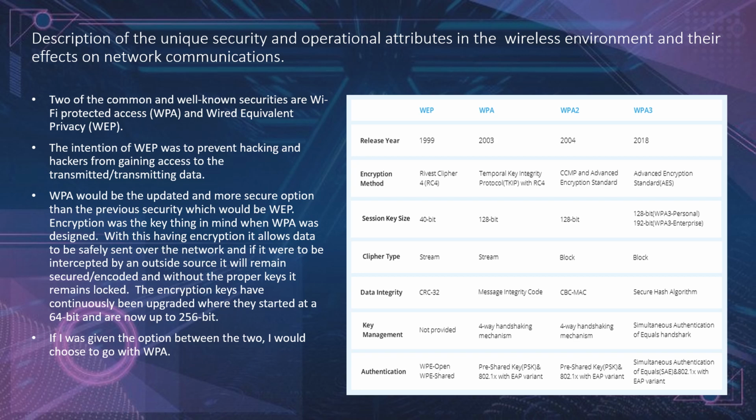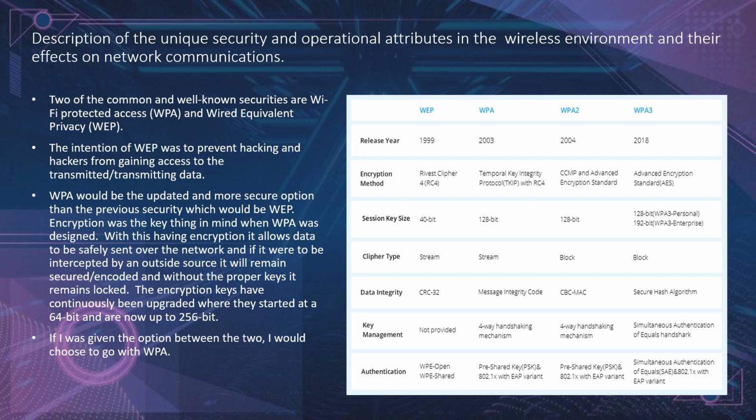Slide 5. Description of the unique security and operational attributes in the wireless environment and their effects on network communication. Two common and well-known securities are Wi-Fi protected access, or WPA, and wired equivalent privacy, WEP. The intention of WEP was to prevent hacking and hackers from gaining access to the transmitted or transmitting data. WPA would be the updated and more secure option than the previous security, which would be WEP.